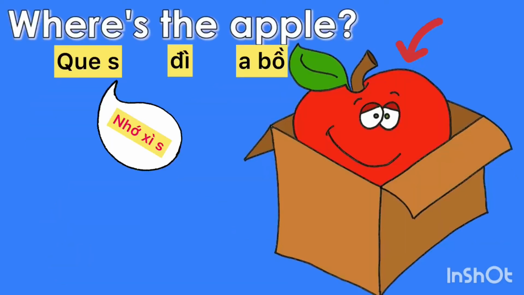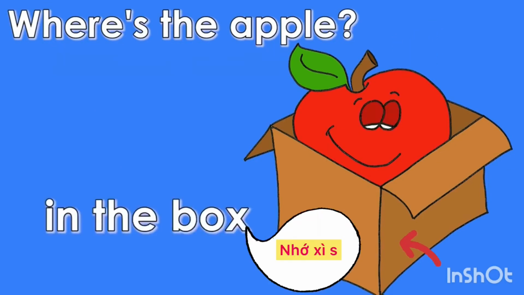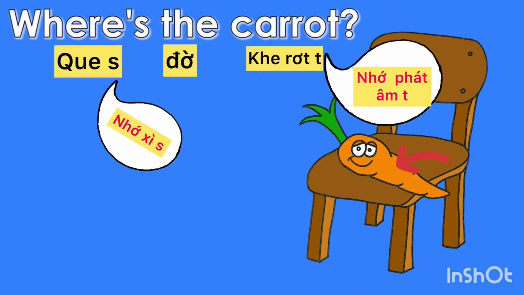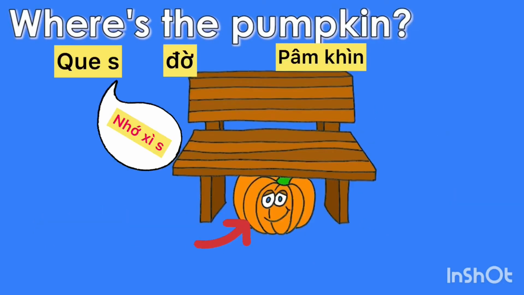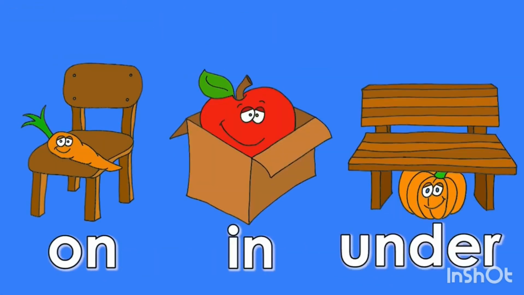Where's the apple? In the box. Where's the carrot? On the chair. Where's the pumpkin? Under the bench. On, in, and under.